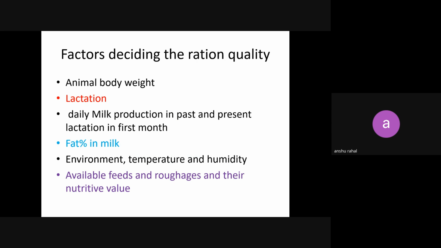Then there are certain factors which help in deciding the ration quality. The first is the animal body weight, then lactation. Daily milk production in past and present lactation should be recorded, of the first month. Then the fat content in the milk should also be taken into consideration. The environment, temperature and humidity, because these affect the intake of the feed. Then the feeds and roughages which are present in the locality and their nutritive value.